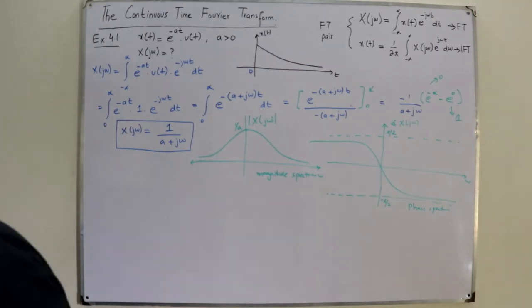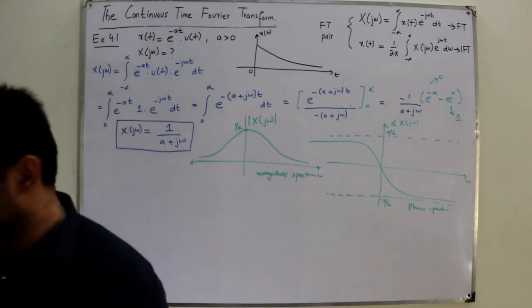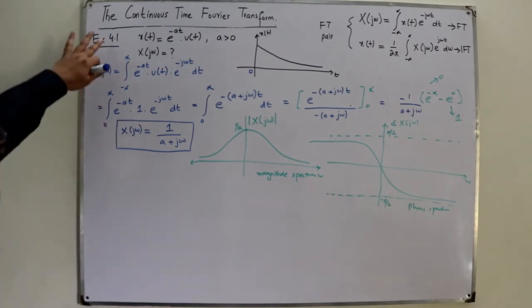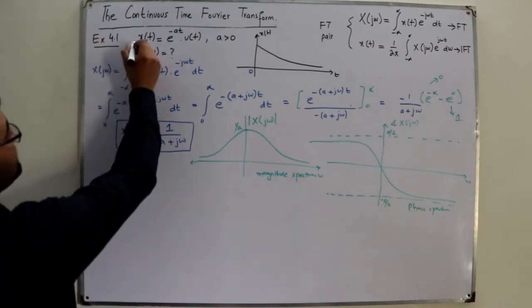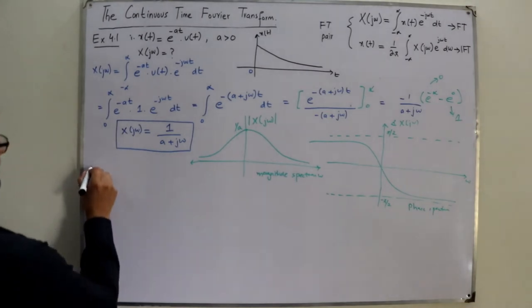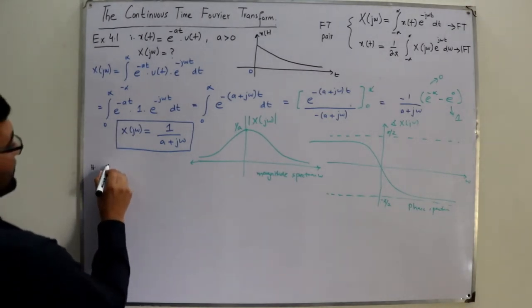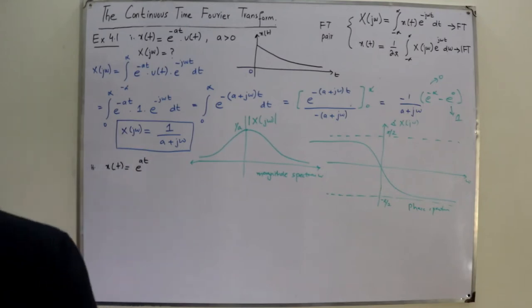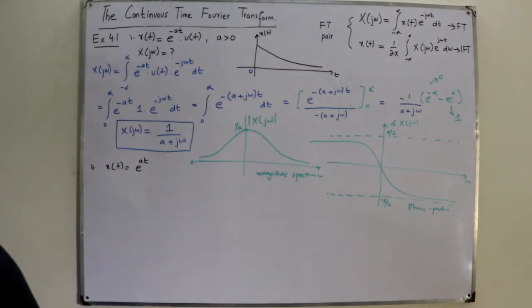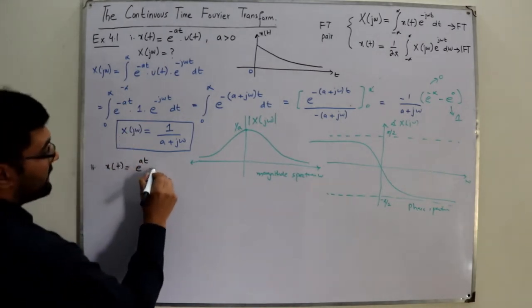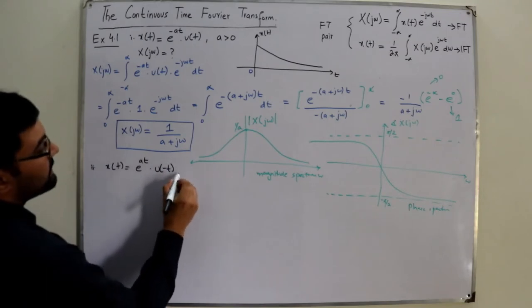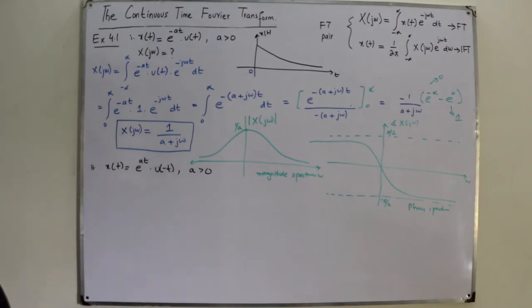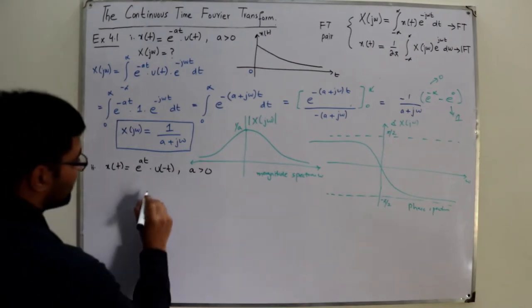Okay, the next is, let's say now I have an exponential signal again, but this time u of negative t. So in the very same example, I have another case. If this was example 4.1, case number 1, then this is what the book hasn't mentioned, case 2, in which I write x of t is equal to exponential of positive at times u of negative t, and this is also for a greater than 0. So now what would I have? I will have a graph like this.